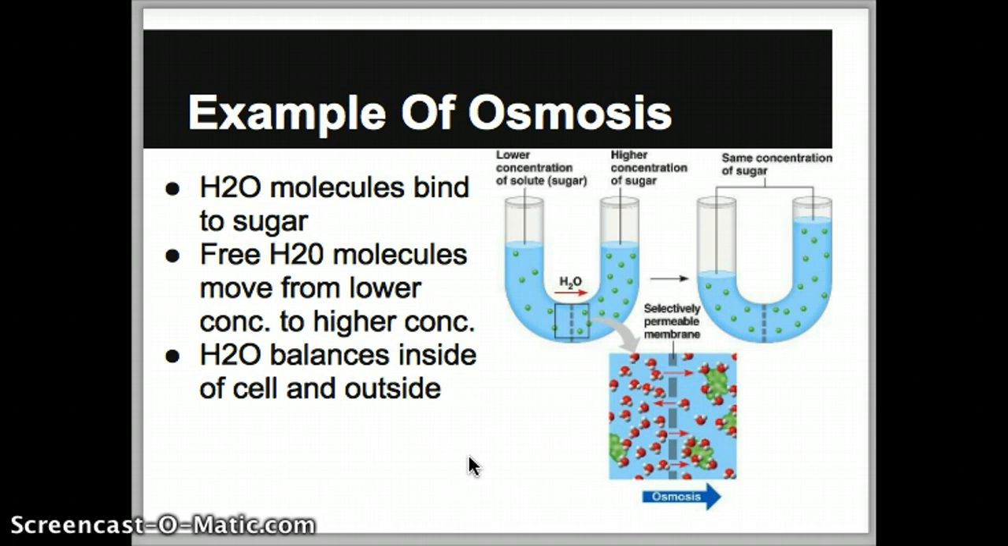Here's an example of osmosis. As you see, the water molecules bind to the sugar, and so then the free water molecules are able to move from the lower concentration over to the higher concentration. So the water balance inside and outside is even. You'll see over to the right that there is more water here, however, there's the same concentration of sugar, so that water is able to balance out. That's osmosis.